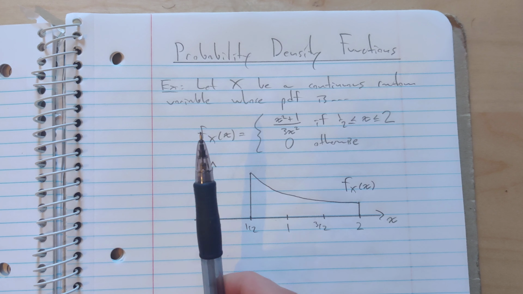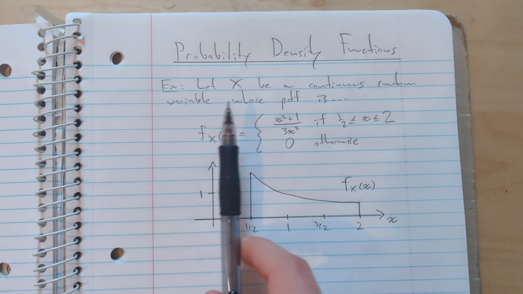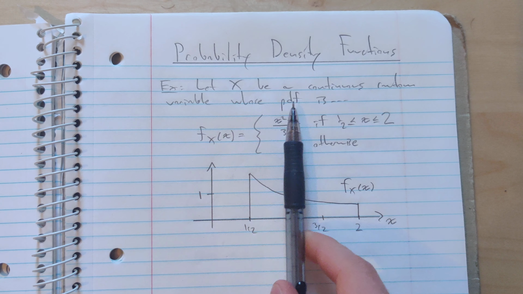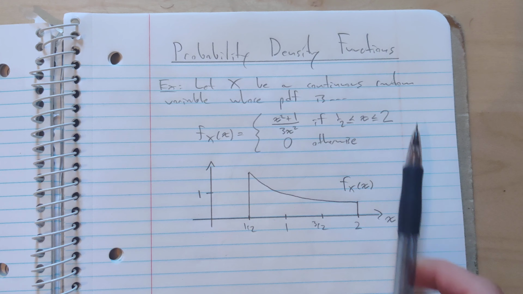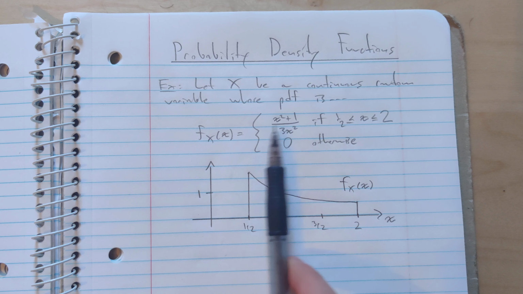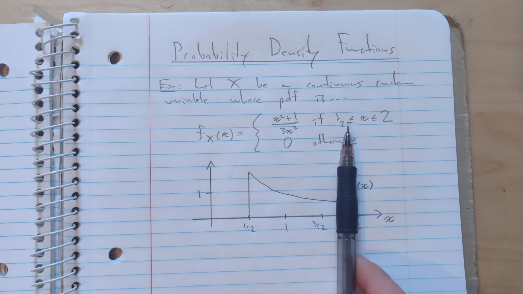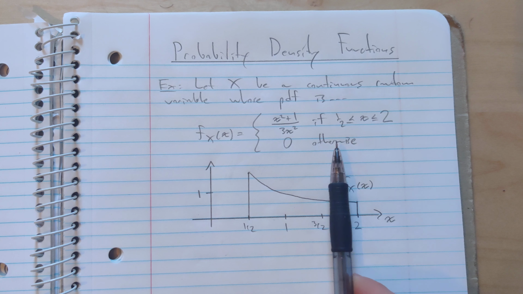Let's do an example of working with a probability density function. In this case, let's let x be a continuous random variable whose PDF is given by this expression right here. It's (x squared + 1) over 3x squared if x is between 1/2 and 2, including 1/2 to 2, and 0 otherwise.